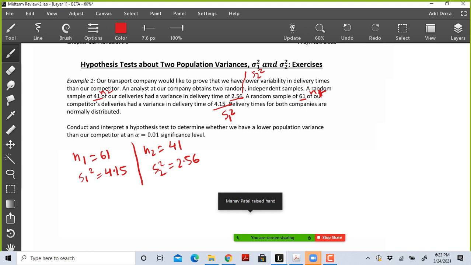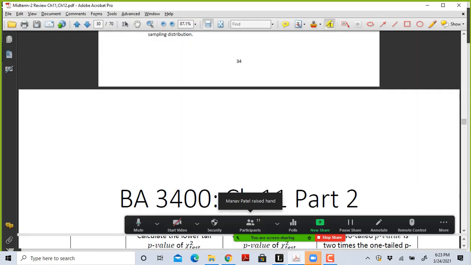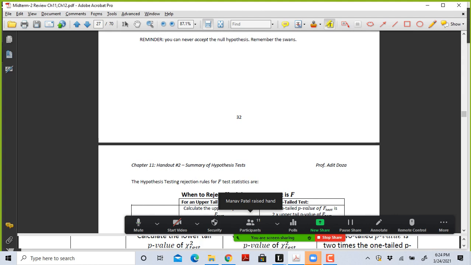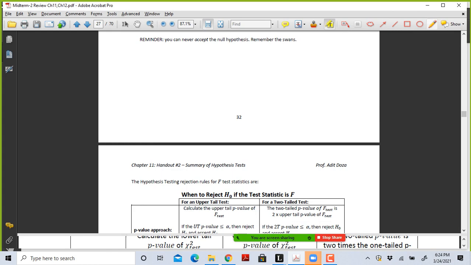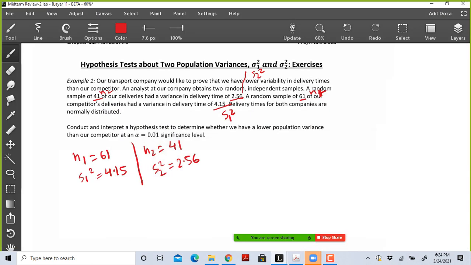Okay, Manav, yeah, you have a question. Why do we choose the larger variance for sample variance 1 instead of just the first order it comes in? Yeah, it's a very good question. So if you have watched my lectures, because F distribution is always upper tail test, and for upper tail test we have to make the bigger variance in the numerator. That's why the bigger variance is always S1. That makes sense. Thank you. Okay, clear? It's good. You ask the question, it helps the other students too.